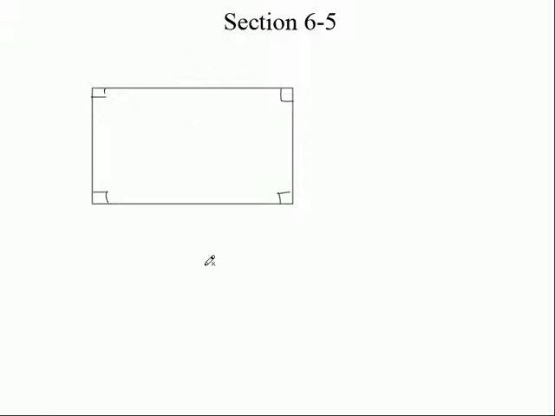Just because it's a rectangle doesn't mean it's a square. We haven't even mentioned square yet. Well, it's a parallelogram, right? It's a parallelogram. So if it's a parallelogram, you know a bunch of stuff.